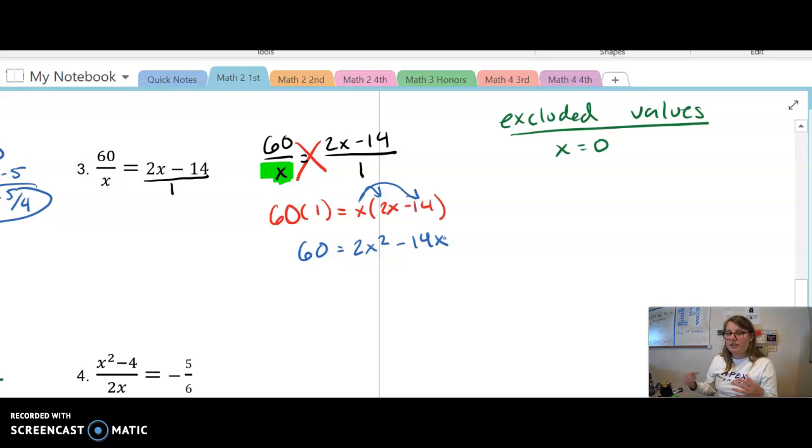Alright, so now I notice that we have an x squared. That means we have a quadratic. We need to set a, b, and c next to each other because we need to set it equal to 0. So let's go ahead and set up that quadratic by subtracting 60 from both sides.